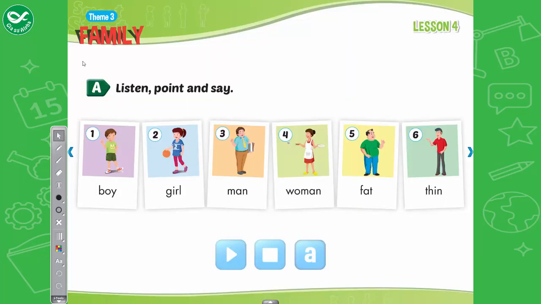A. Listen, point, and say. One, boy. Two, girl. Three, man. Four, woman. Five, fat. Six, thin.